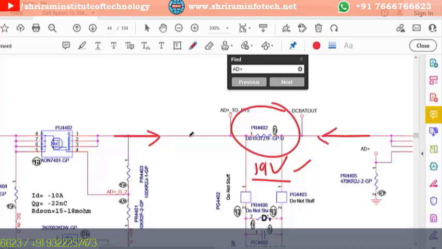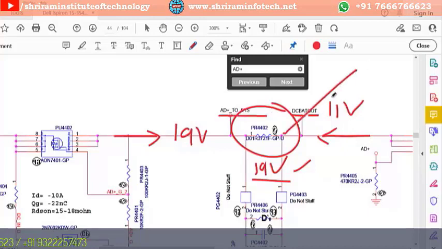If the voltage is coming from here, then it will be 19 volt, and if it is coming from here, then the voltage is something around 11 volt. So both voltages are different. That is why it's called DC battery out, DC and battery out. Okay, so this is our system voltage. Basically it's called the system voltage, and it's going to the entire motherboard. So this is basically called a junction, right? So you have to check the voltage over here, right?